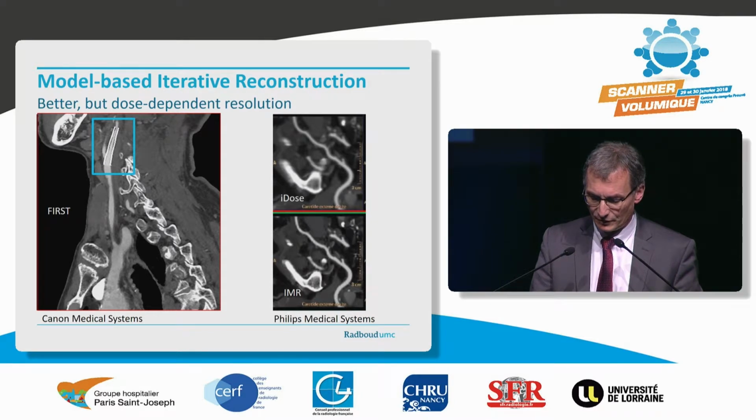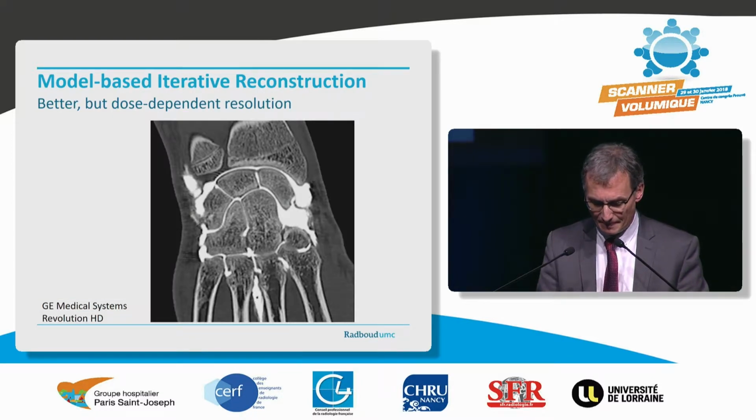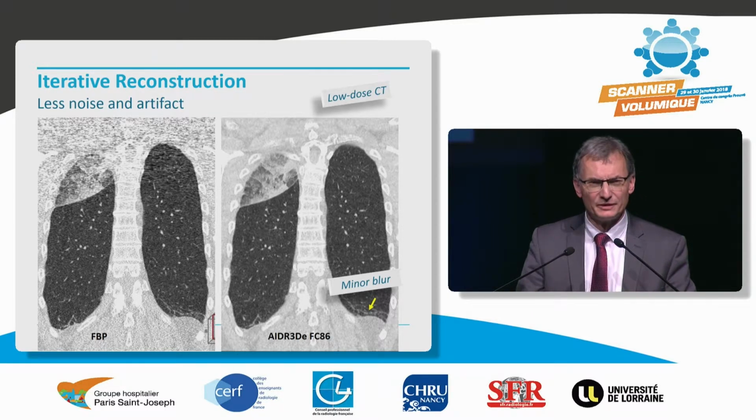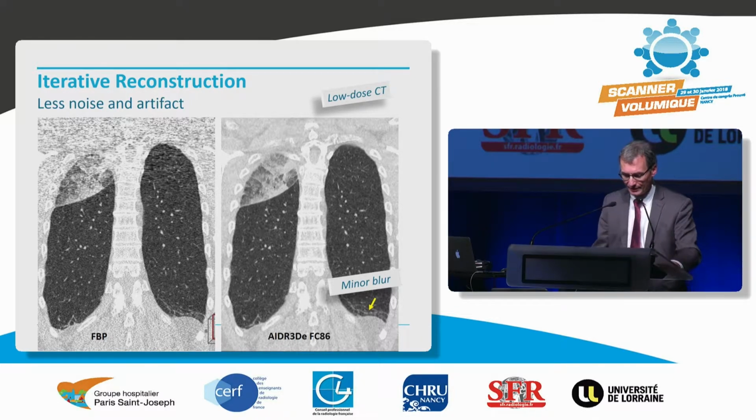And similar, if you go from a second generation iterative reconstruction to IMR, the third generation by Philips, we see very similar results. Here an example from GE where you can see nicely the trabeculation in this arthrography. Now, what we do see as we go from filtered back projection to iterative reconstruction, again, a second generation iterative reconstruction, it will take away a lot of the artifact, especially in the shoulder region when we talk about high resolution CT.